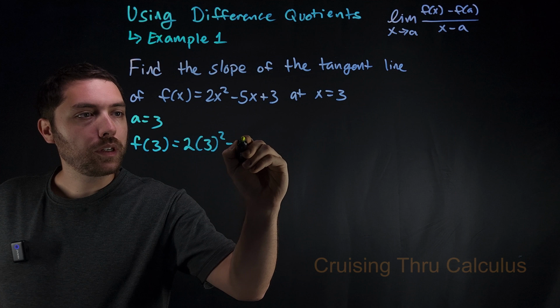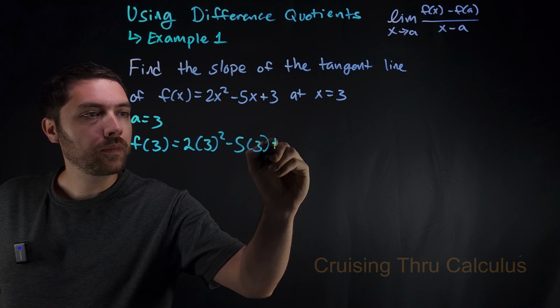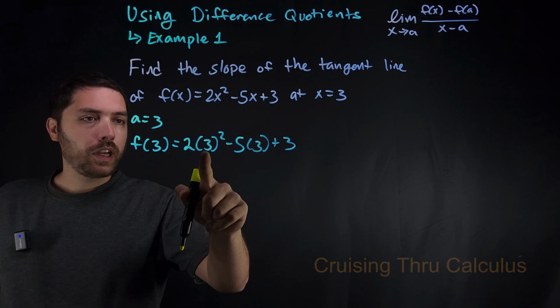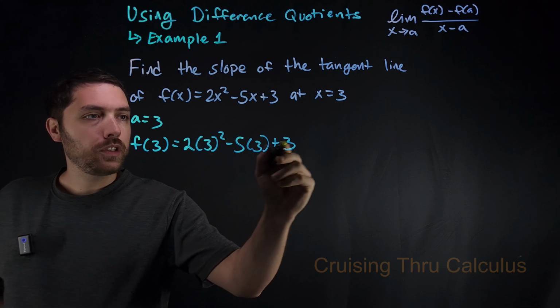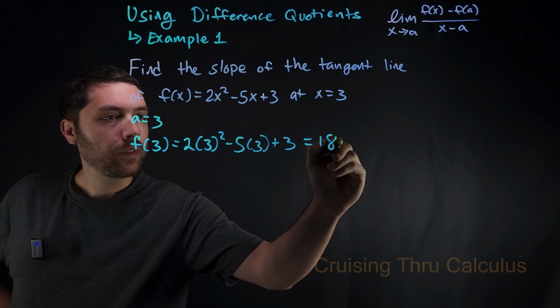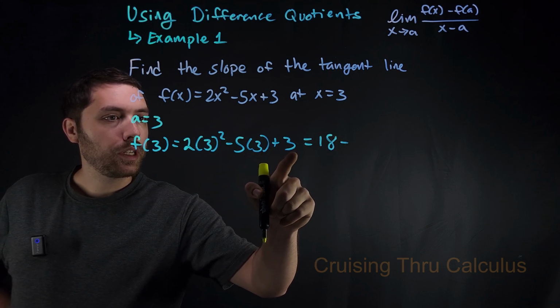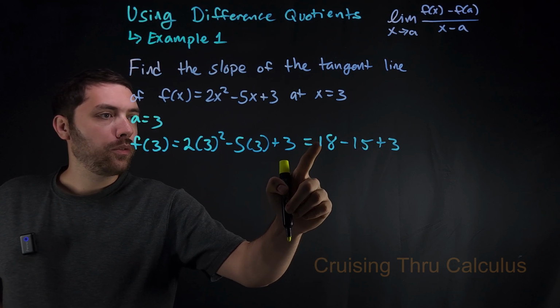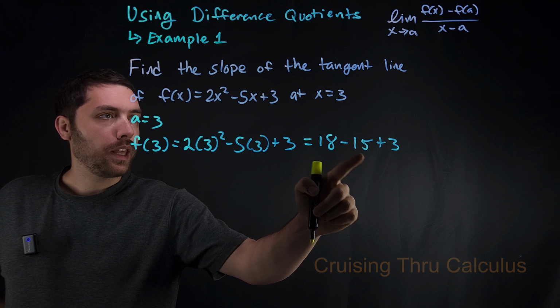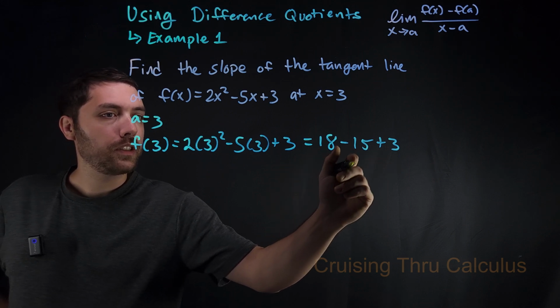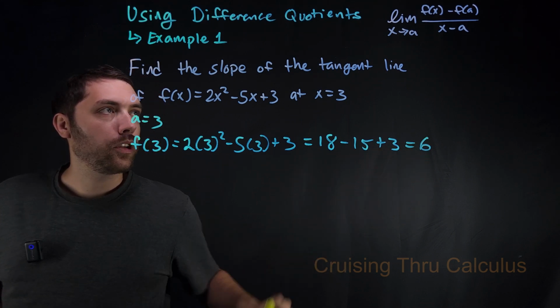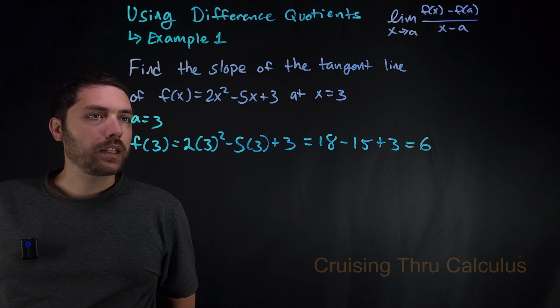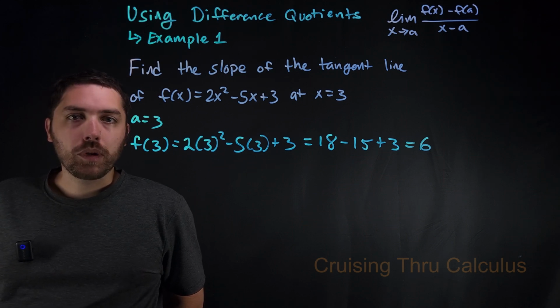2 times 3 squared minus 5 times 3 plus 3. Okay, so 3 squared is 9. 9 times 2 is 18. Minus 15 plus 3. Well, if I do 18 minus 15, that is 3, and then 3 plus 3 is 6. So 6 is what I get when I plug 3 in for x. Okay, this is all well and good.